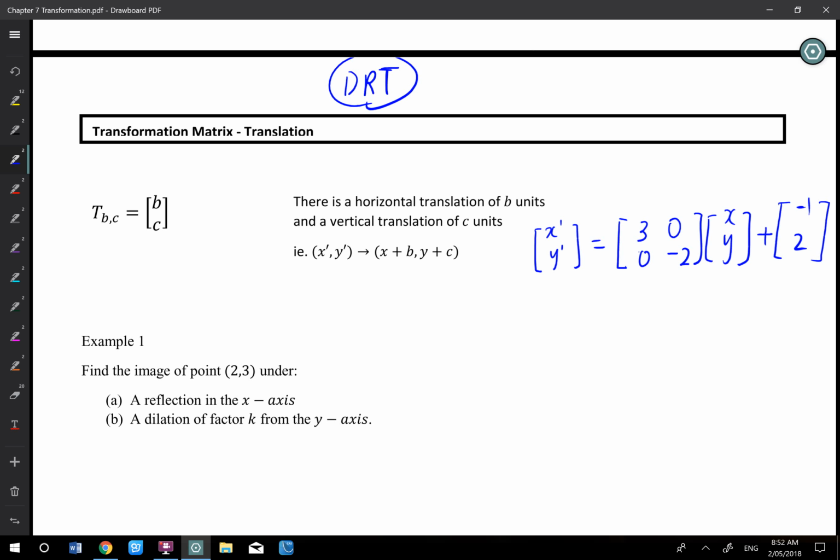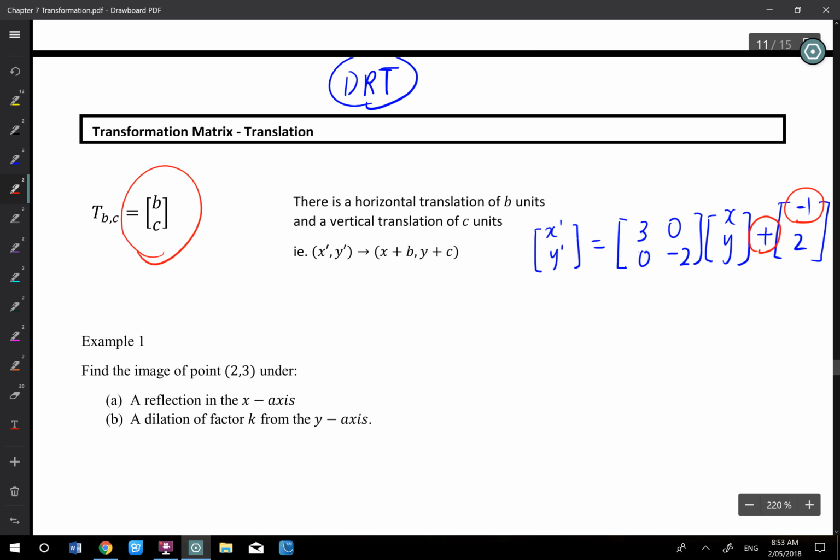Because we always have the plus sign here, we put the left shift and down shift as minus. So the -1 means left and the +2 means up. The top one changes x values and the bottom one changes y values. So the translation matrix is simply a 2 times 1 matrix, and it just tells you the units you move and the direction you move.